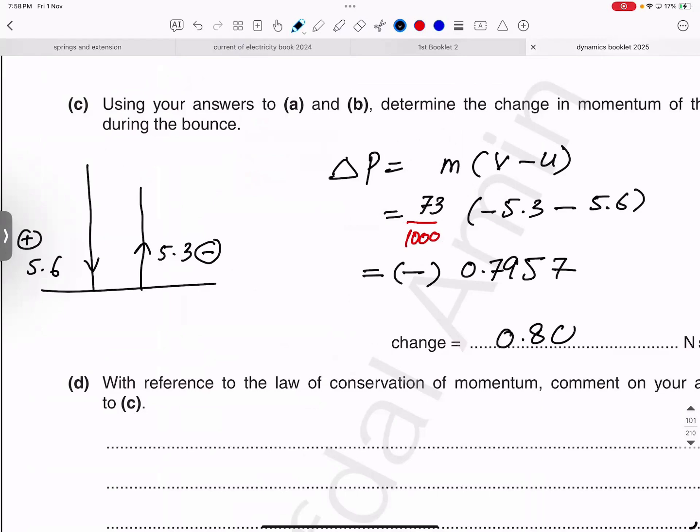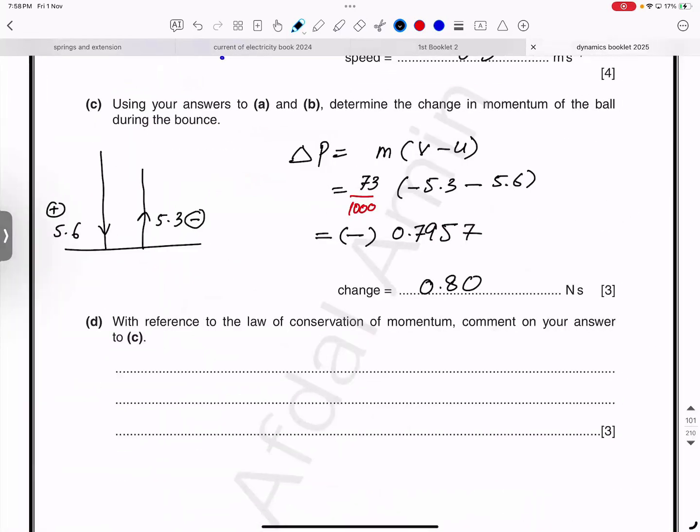0.8. With change, I told you multiple times, don't write the sign. This sign is very important to understand the direction. So direction will be upwards, yeah?